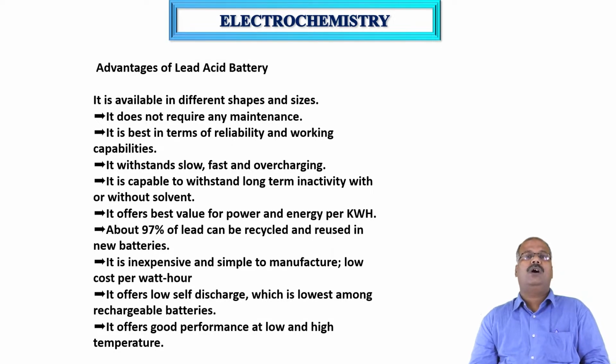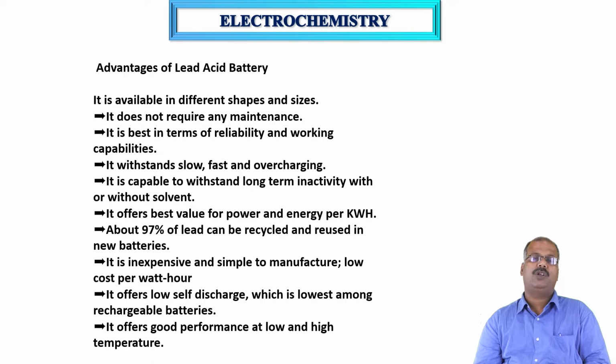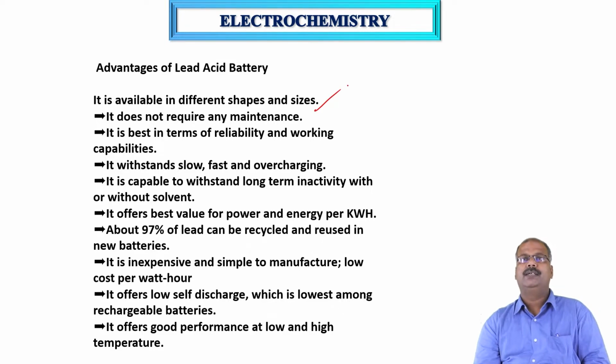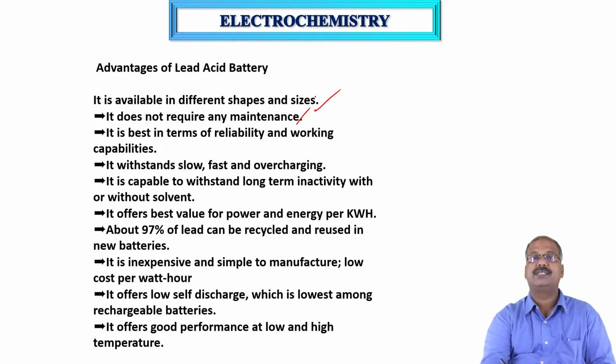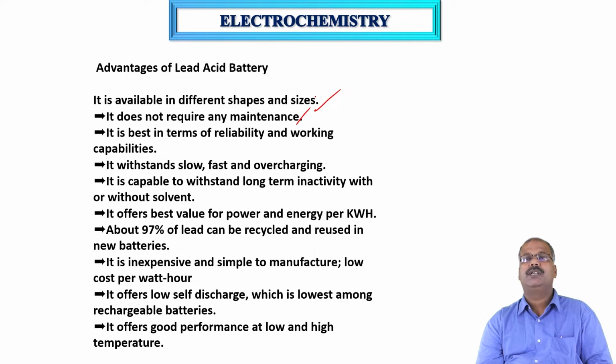Okay, so lead acid battery, as we all know, is used in many places, commonly in car batteries, inverter batteries, UPS batteries, etc. What are the advantages of this? It is available in different shapes and sizes. Its advantage is that it majorly doesn't require any maintenance. It is best in terms of reliability and working capabilities. So that we know already.